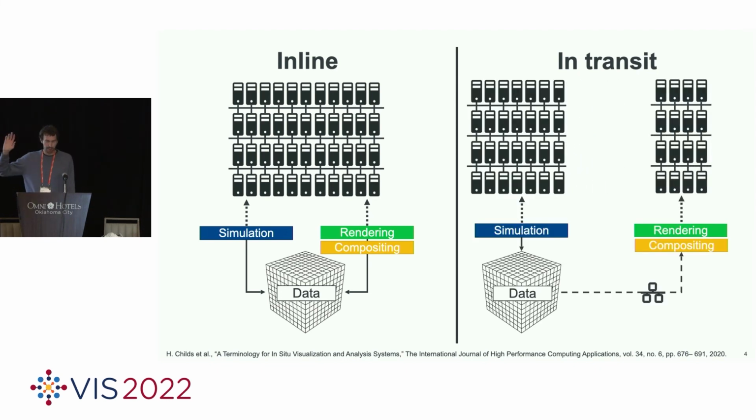The other one is in transit in situ. Here the simulation code and visualization routines use distinct resources, which we refer to as simulation nodes and visualization nodes. Simulation nodes generate the data and send it to the visualization nodes via network communication for them to do the visualization work.